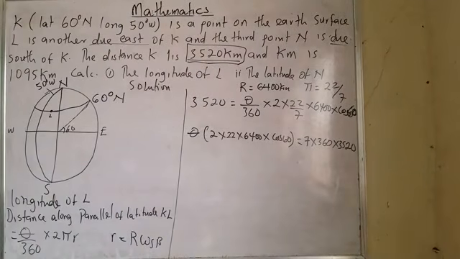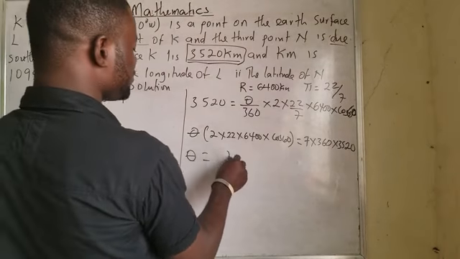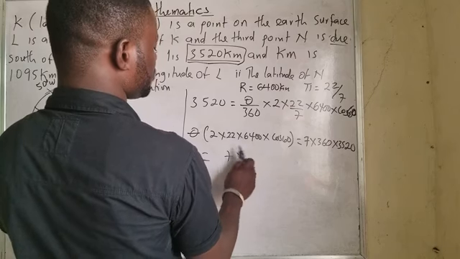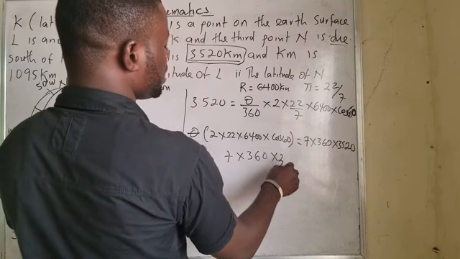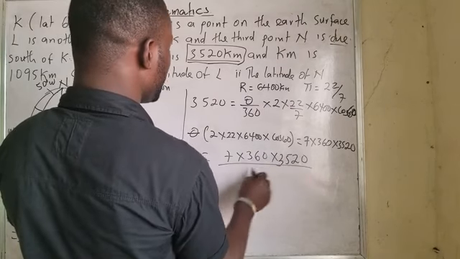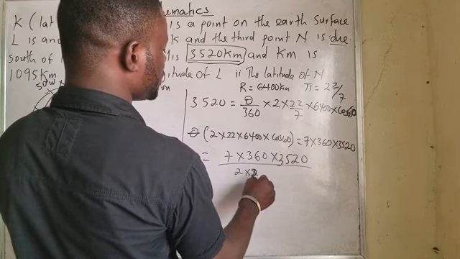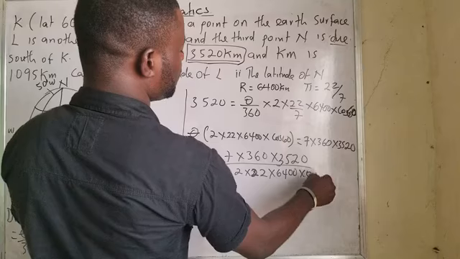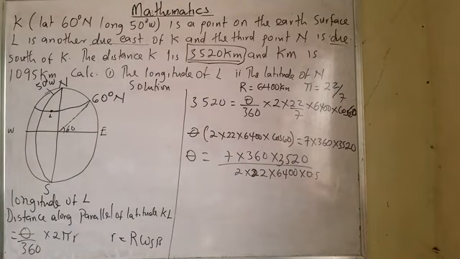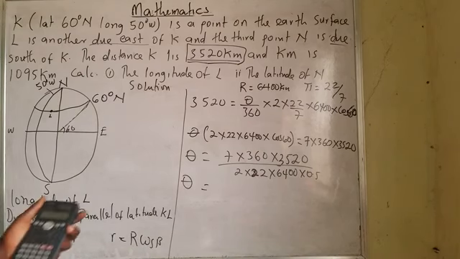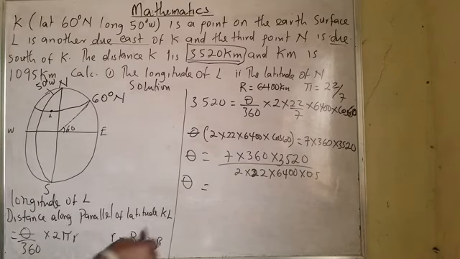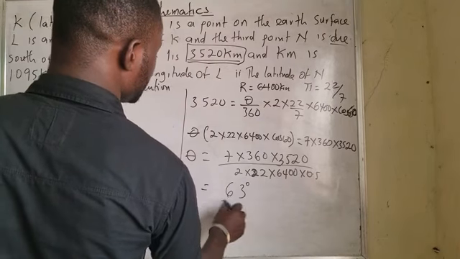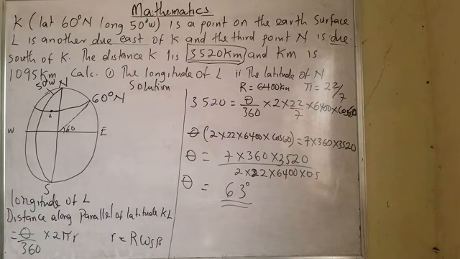That is going to be, and I will divide both sides by what? Theta, which is 7 multiplied by 360 multiplied by 3,520 divided by 2 multiplied by 3, which means 22 multiplied by 6,000 multiplied by 0.5, because cos 60 is 0.5. Now, with the help of my calculator, permit me to use the calculator at this point so that I will be very fast. The calculator gives me 63 degrees. That is the calculator value, which is 63 degrees.